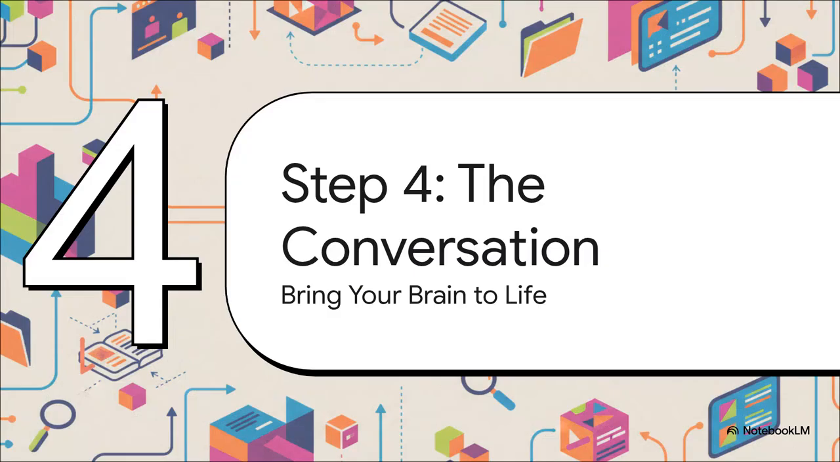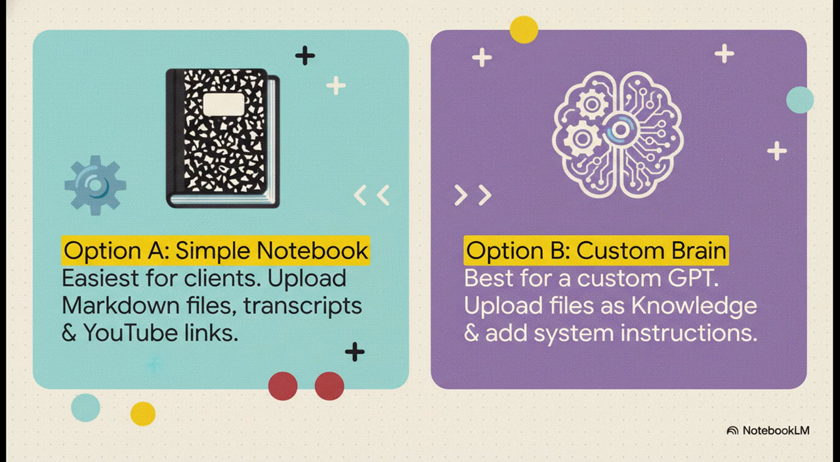And that brings us to the final and, I think, the most exciting step, the conversation. We've done the heavy lifting, we've built the brain, now it's time to bring it to life and actually start talking to it. So you've got 2 main options for how to talk to your brain. Option A is the simplest, a notebook-style tool, something like Google's Notebook LM. You just upload your files and start asking questions. Easy. Option B is a bit more powerful. It's a custom solution, kind of like a custom GPT. For this one, you'll upload your files to what's called a knowledge base and give it some very specific instructions.